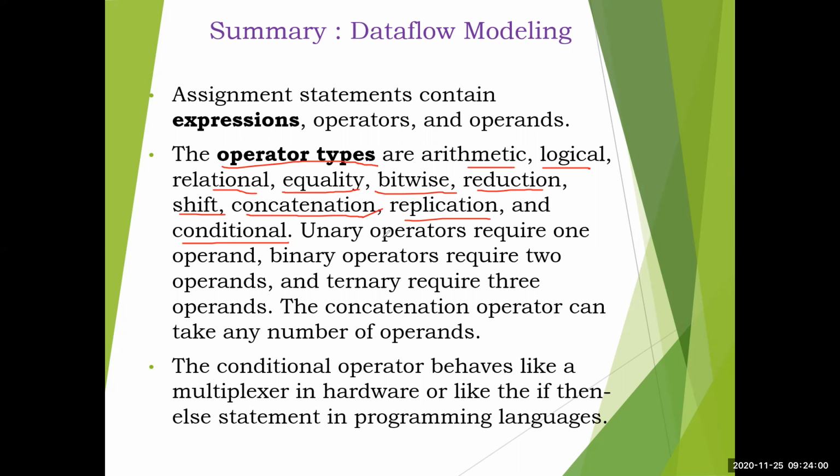In the operator types, we also have the classification of unary, binary, ternary, and multiple operators. Unary operators require one operand, binary operators require two operands, and ternary operators require three operands. The concatenation operator can take any number of operands. So this is the classification of operators by number of operands.